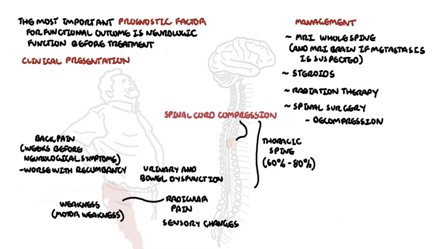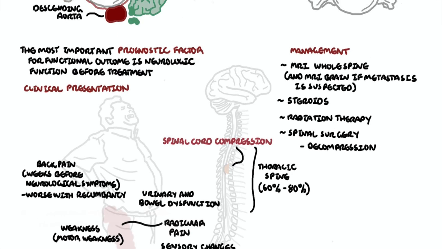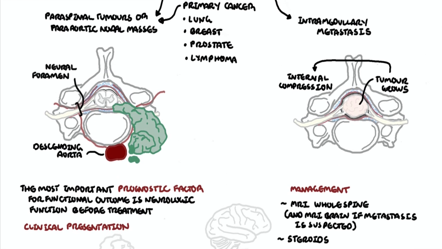Again, neurological status is the most important predictor of outcome in patients with spinal cord compression. Ambulatory patients tend to remain ambulatory, whereas non-ambulatory patients typically do not regain the ability to walk.